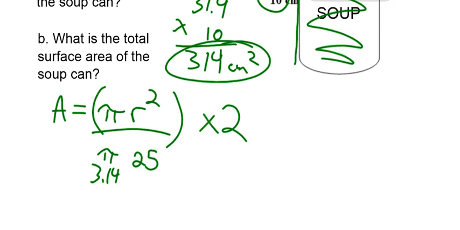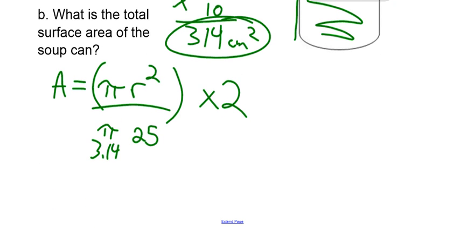Now, if you have your trusty-dusty notes next to you, you know that we were just doing problems like this in a previous lesson as we dealt with arcs and all that fun stuff. So if you have your notes in front of you, you can flip back and find 3.14 times 25 real fast. If you don't, then you have to solve it.